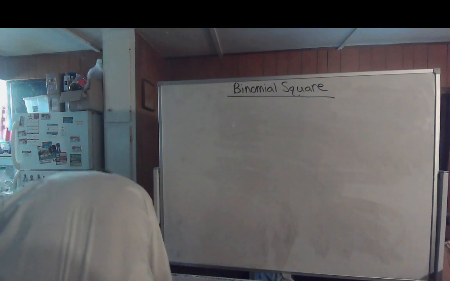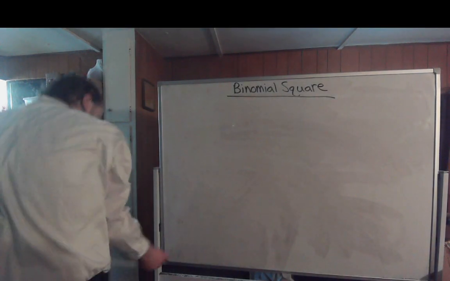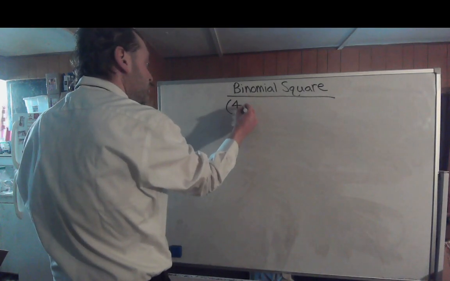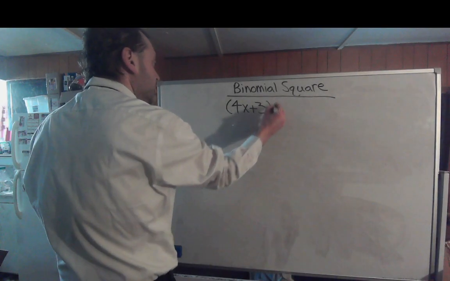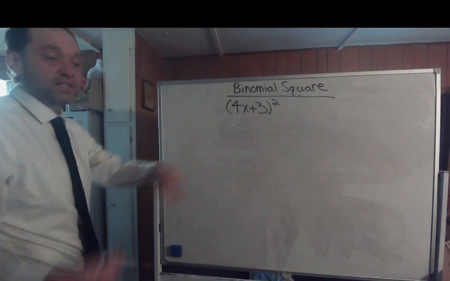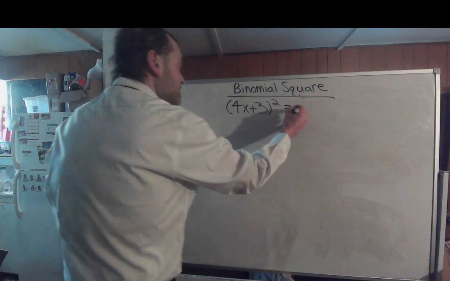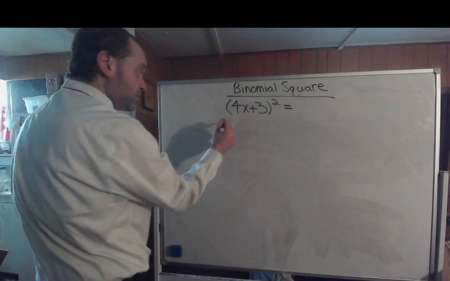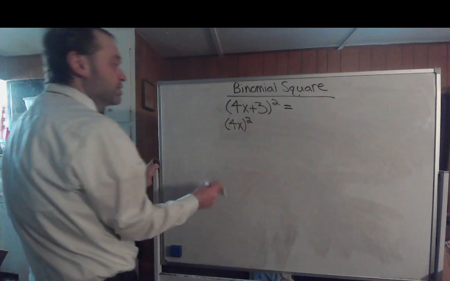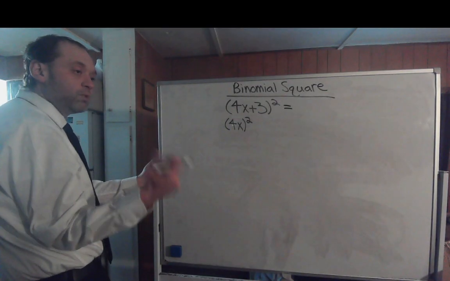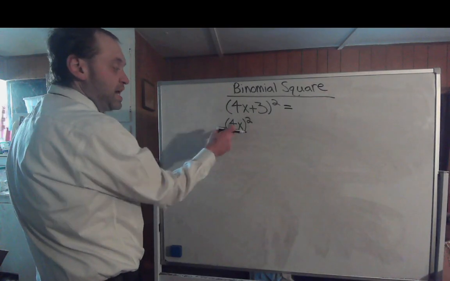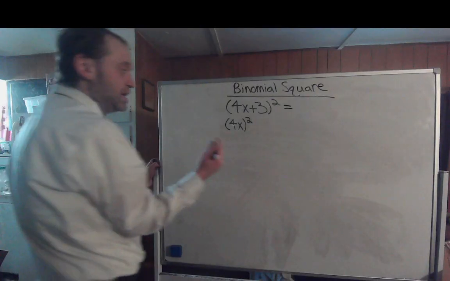Now let's see here. What if I had something like this? 4x plus 3 raised to the second power. So I have the quantity of 4x plus 3 raised to the second power. So I'm still going to take my whole first term, that whole 4x, and raise that to the second power. Since the coefficient on x is not 1, if it's anything other than 1, you also have to square your coefficient on top of that.